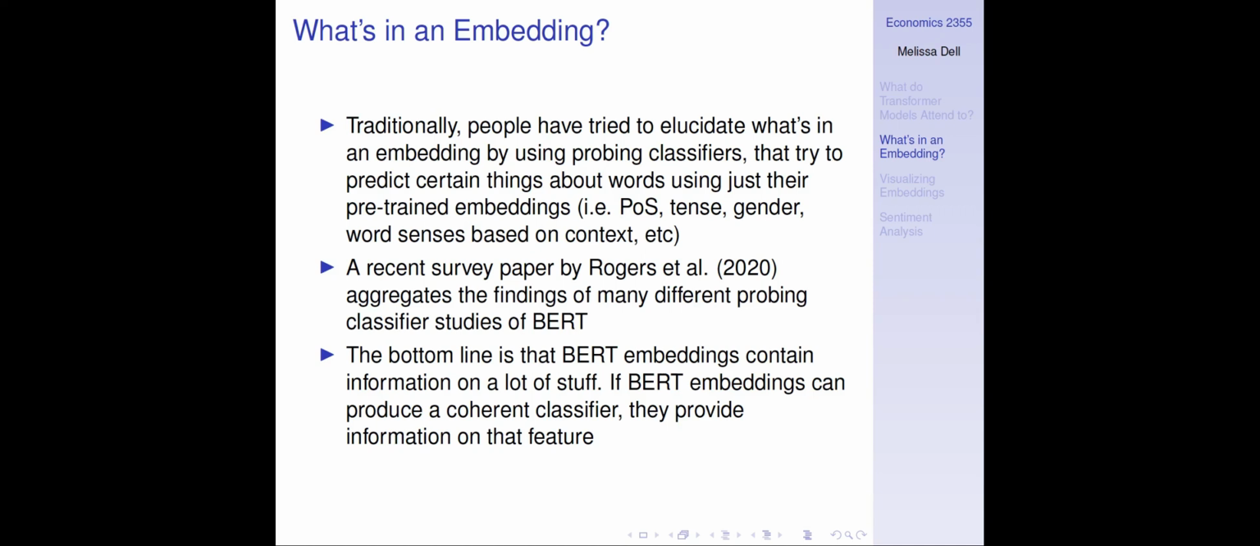Essentially, anything that you train a classifier on, and it can correctly classify in a high share of cases, then we know that information is in these embeddings, which in BERT large, each embedding is a 1024 dimensional vector. A recent survey paper aggregates the findings of many different probing classifier studies of BERT. The bottom line from that study is that BERT embeddings contain information on a lot of stuff, from the context, the syntax, all of that. If BERT embeddings can produce a coherent classifier, they provide information on that feature.